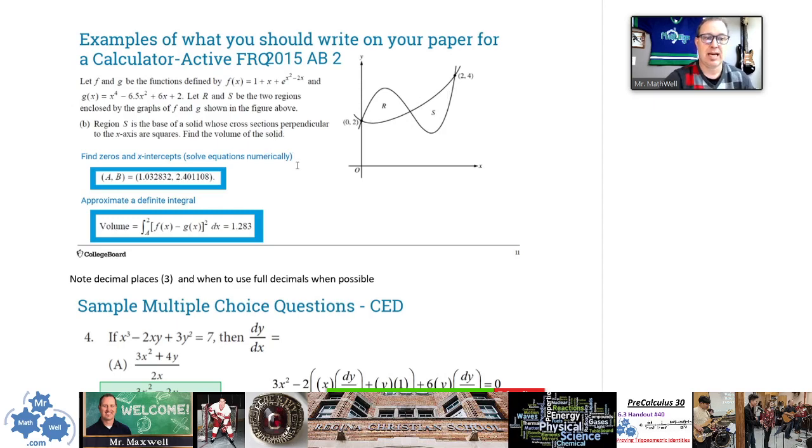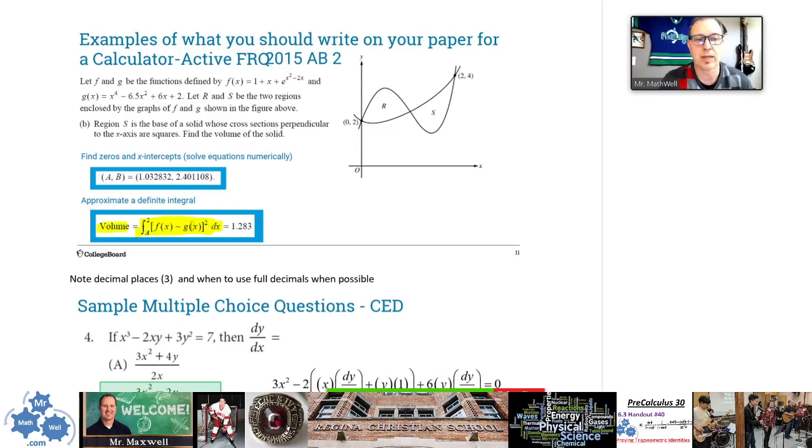All right. And if you're going to approximate the definite integral, notice here there's 3 decimal places in this answer. And of course, this is how you would show the integral, if you're allowed to use your calculator to find the volume. Okay, so region S is the base of a solid whose cross sections are perpendicular squares to the x-axis. So that's the squares. And if you're asked to find that, you have to show the integral in the question. So you do have to write this out, not just your answer, okay?